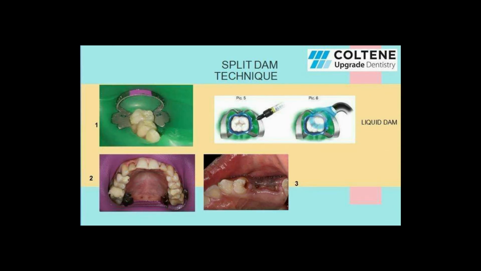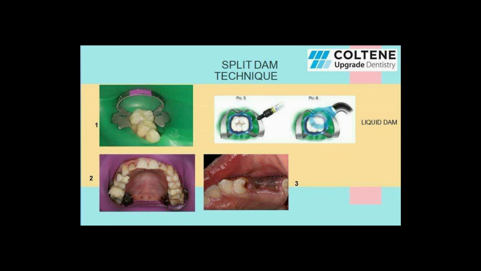Split dam technique. As we are able to see in pictures number 1 and 2, we have not punched any individual holes for individual teeth. Rather, we have punched a single hole which accommodates 2 or 3 teeth at a time, or a complete 16 at a time. This has to be done when you have to work on multiple teeth in a quadrant, or on teeth that require either subgingival or paragingival preparations.